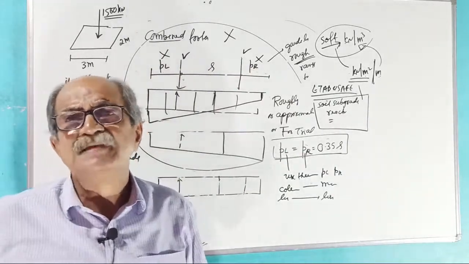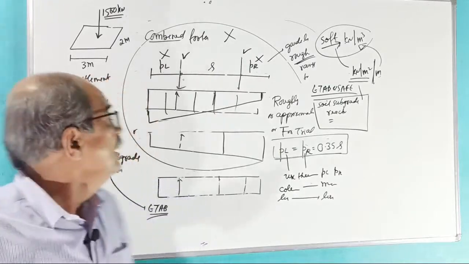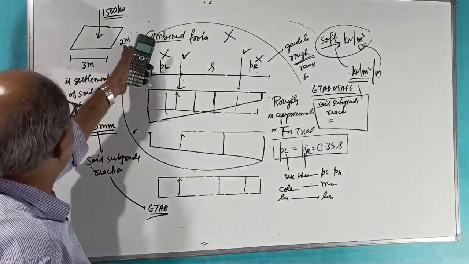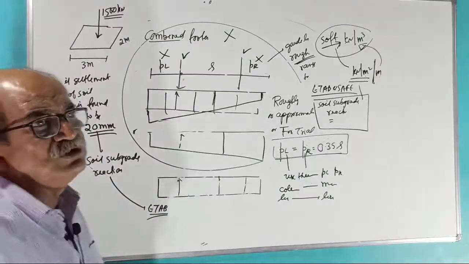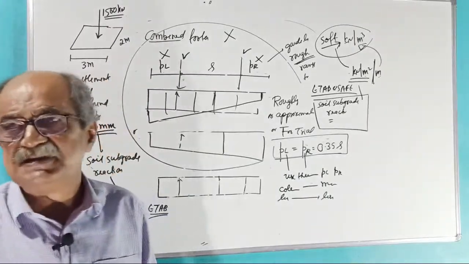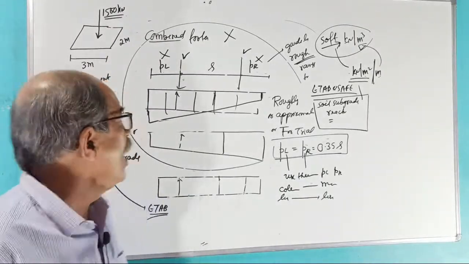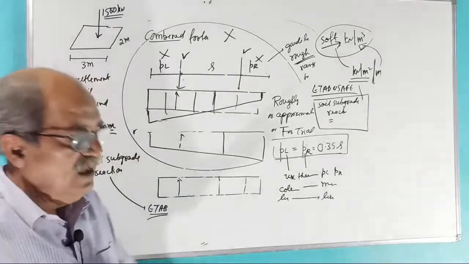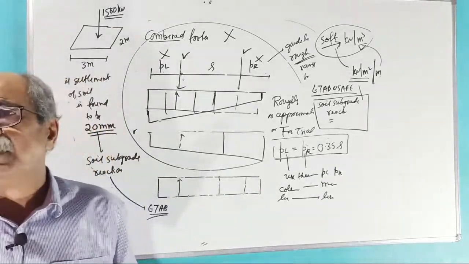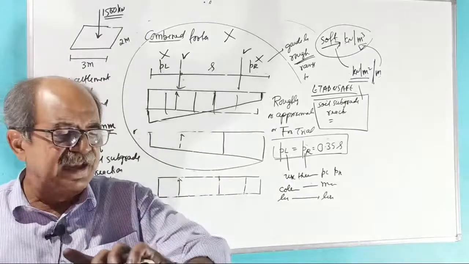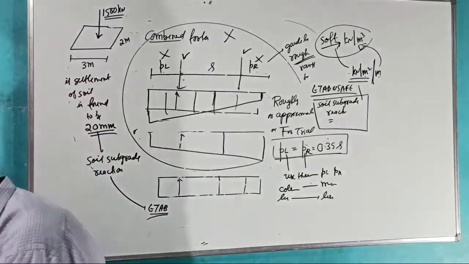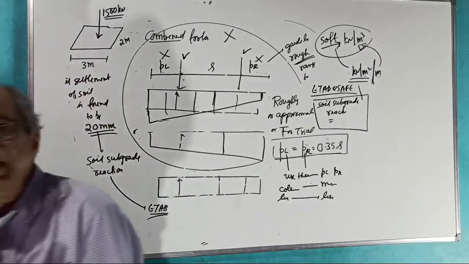For soil subgrade reaction. Now tell me, a footing slab of 3 by 2 meter, you apply a load of 1500, you test it, and you find that the soil settles by 20 mm. I want the soil subgrade reaction. Okay, I'll take a break, you tell the answer. Let me see how many will give the answer.